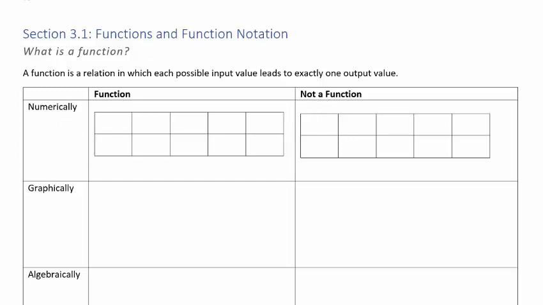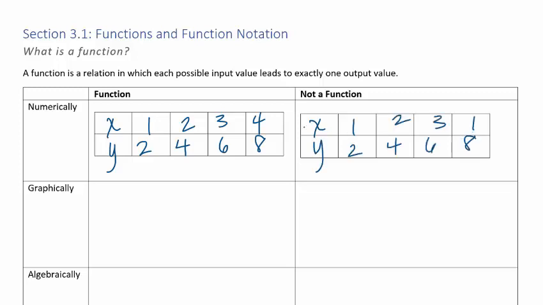So first we're going to look at numerically. And numerically, we will examine a table of values. This function would consist of 4 ordered pairs, and x and y are related, and we can see that every y value is just double whatever the x value is. An example that's very similar, that is not a function, could look something like this.